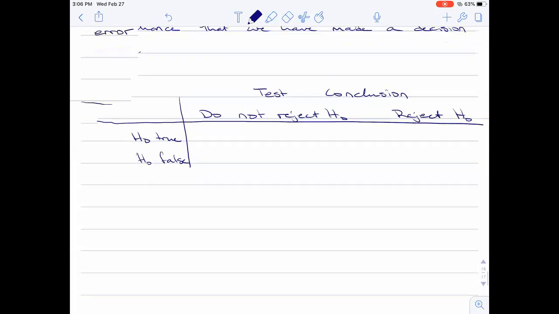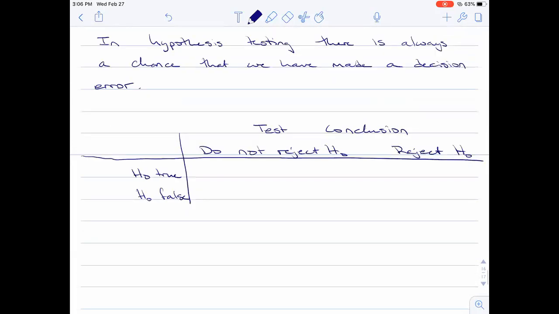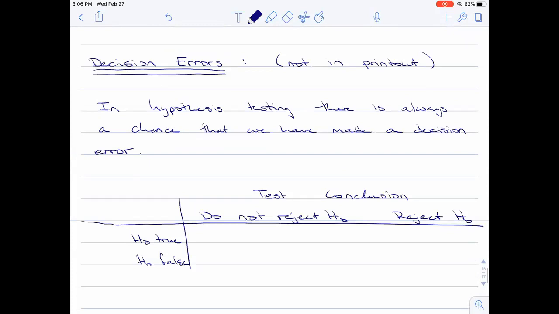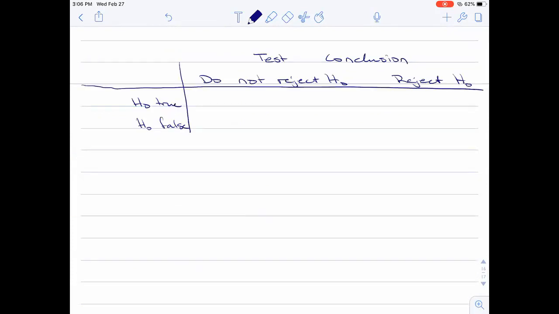Oh, what the? Wait, it doesn't do that. Okay. I'll just put truth on this side. We don't know if H0 is true or if H0 is false. If we did, we wouldn't have to do any testing, right? But somewhere in the background, there is a population mean. So that's what's going to determine if H0 is true or false.